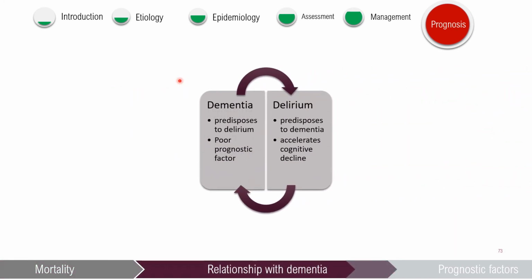Delirium has a complex relationship with dementia. As we discussed, dementia predisposes to delirium. Similarly, delirium increases the risk of dementia. So it's a bidirectional relationship. But delirium also acts synergistically with the underlying neuropathology of dementia and increases the risk of the cognitive decline. So it accelerates the process of dementia as well.